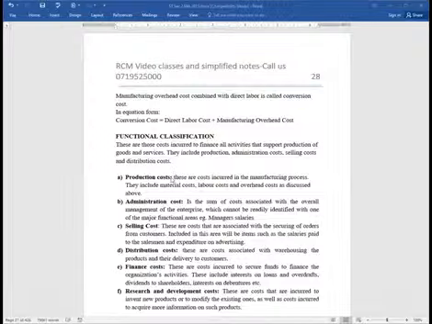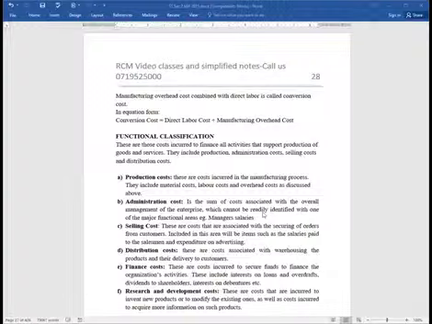So we have production, which we have to do as a key function. Production costs are costs incurred in the manufacturing process. They include labor, materials, and overheads as discussed above, direct overheads. Then we have administration. Administration is a key function of any serious entity. It's the sum of costs associated with the overall management of the enterprise, which cannot be readily identified with one of the major functional areas. A very good example of administration, ladies and gentlemen, will be the manager's salaries.